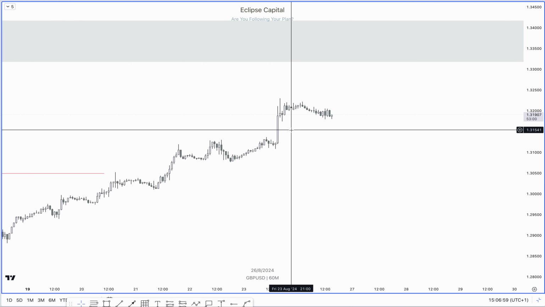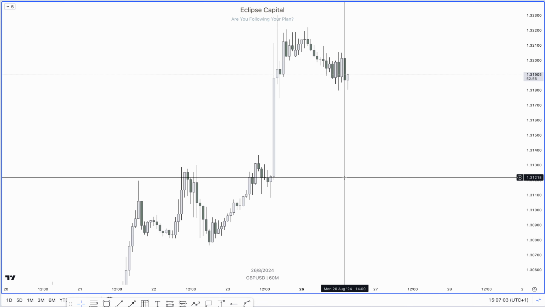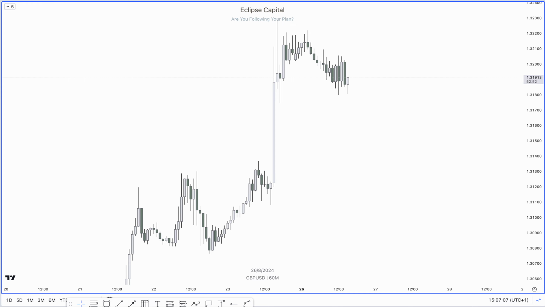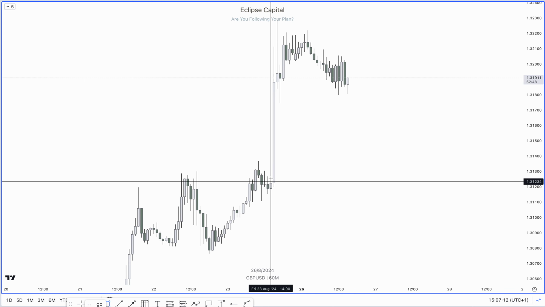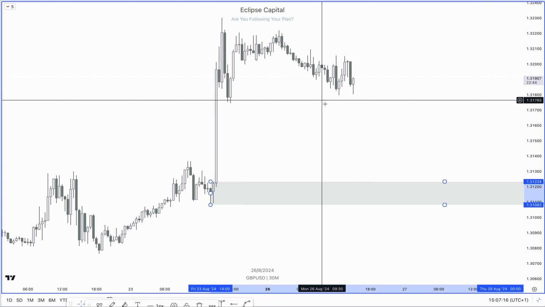If we go on the hourly time frame, now the interesting thing is we haven't really had a pullback into this area of demand, unless on the smaller time frame.